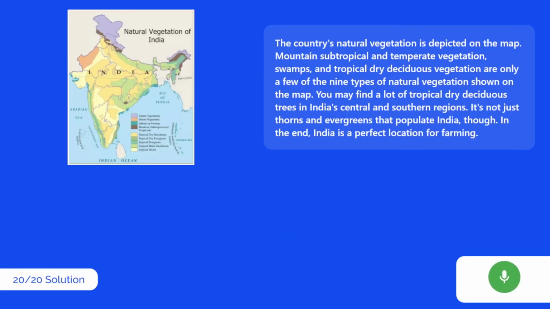The country's natural vegetation is depicted on the map. Mountain subtropical and temperate vegetation, swamps, and tropical dry deciduous vegetation are only a few of the 9 types of natural vegetation shown on the map. You may find a lot of tropical dry deciduous trees in India's central and southern regions. It's not just thorns and evergreens that populate India, though. In the end, India is a perfect location for farming.